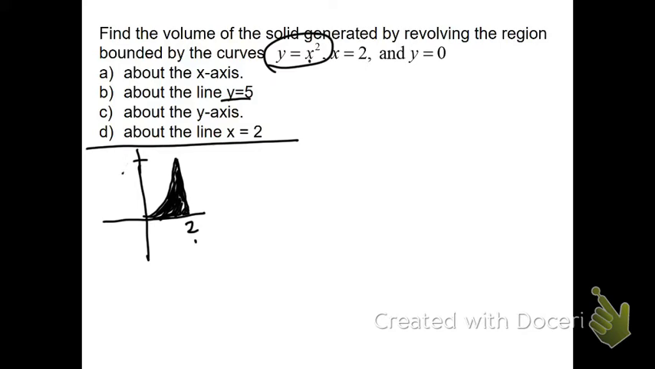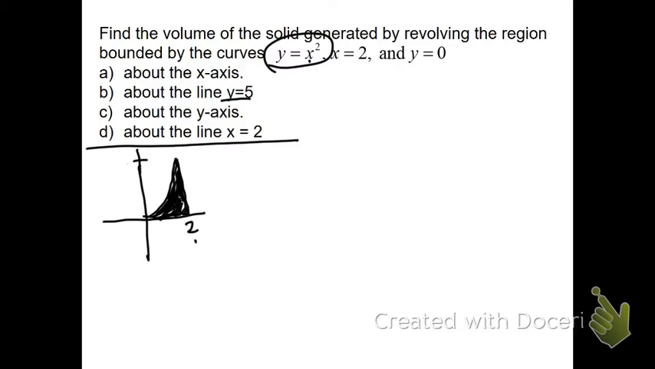Now we're rotating it around that line. So first ask yourself, is there 1 R or 2? Is this the disk method or the washer method? To answer that question, is there any white space between the shaded region and the axis of rotation? And hopefully you say yes. So this is the washer method, 2 R's.